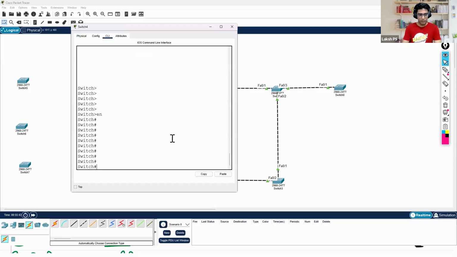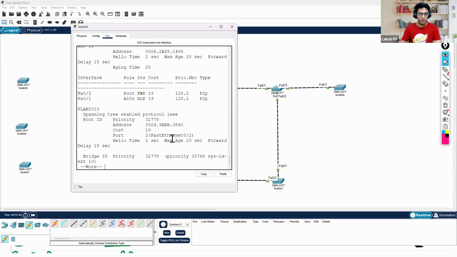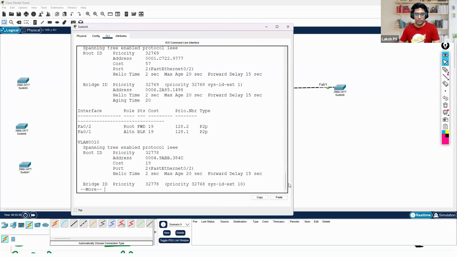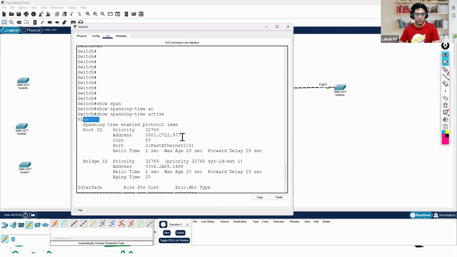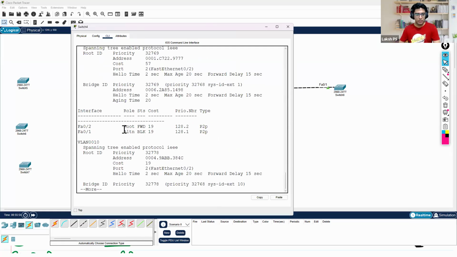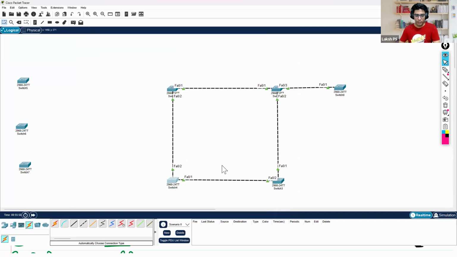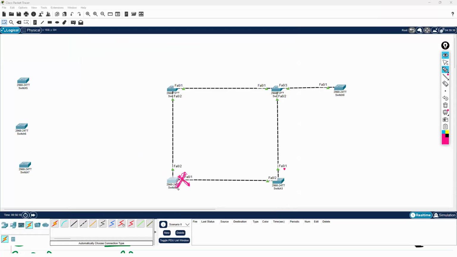Enable. Show spanning-tree active. Yep. For VLAN number 1, this is a block port. FastEthernet 0/1 is a block port. Okay. This one becomes the blocked interface. This interface has become the block. Previously, this was the blocked interface, but now this has become the blocked interface. That's for a different VLAN.